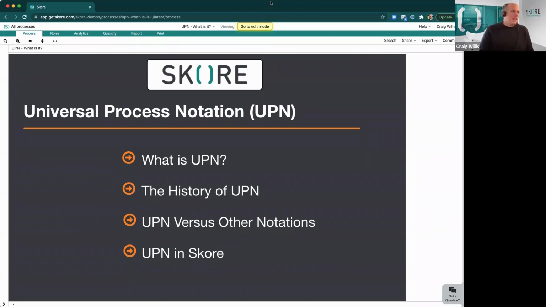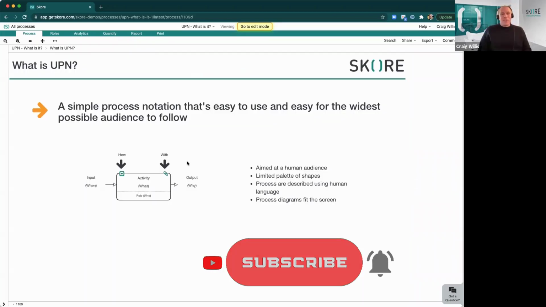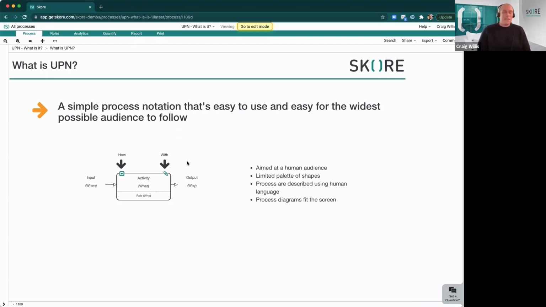So first of all, what is UPN? Let me go into the map and have a look. In very simple terms, UPN is a very simple process notation that's easy to use and easy to follow for the widest possible audience within any given organization. Again, you'll all be familiar with the building blocks, but we'll just talk about them because we have to some extent simplified it further in Skore. So you might not always be familiar with all of the different aspects of it.